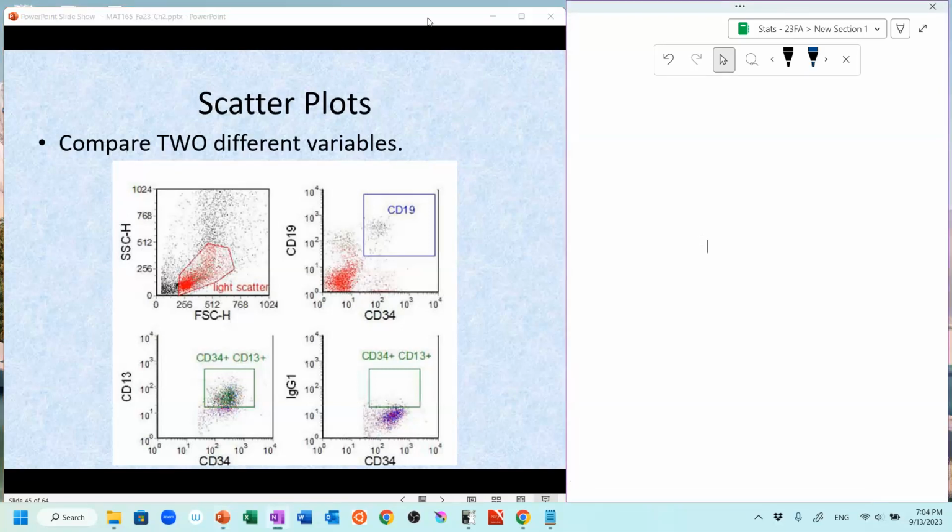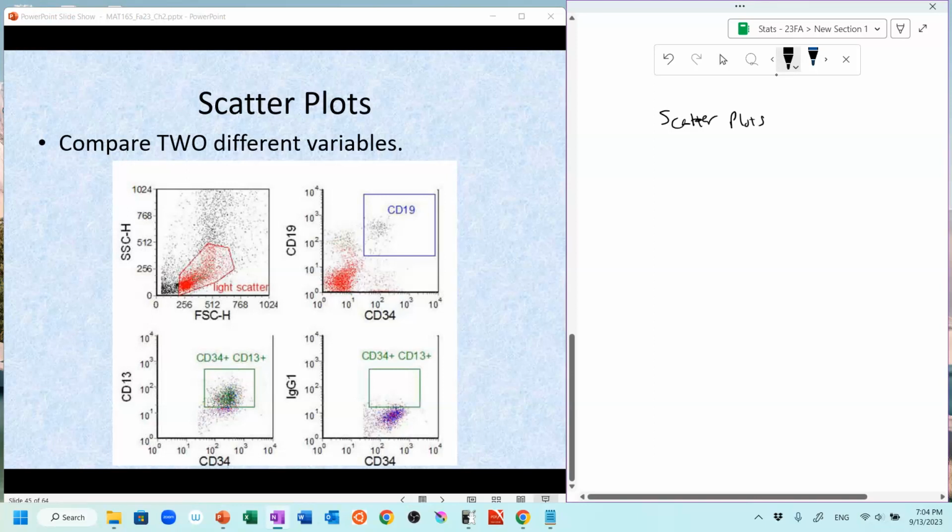Okay, so the next bit is on scatter plots, and scatter plots were kind of shifting. We're shifting perspectives here a little bit.